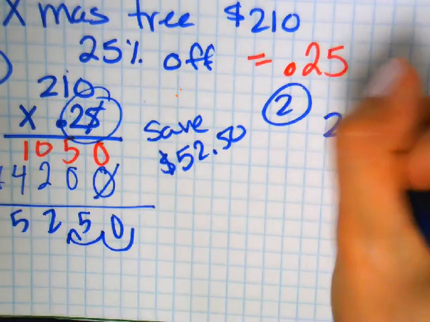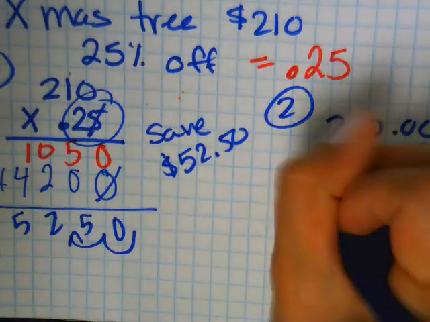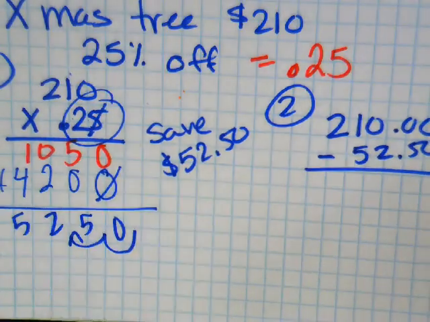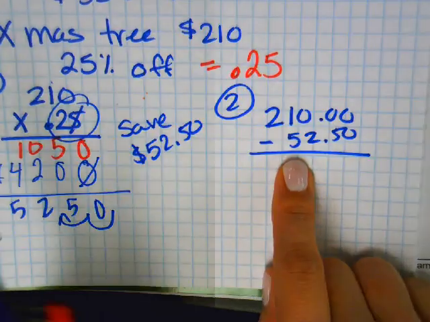Take 210.00 and subtract 52.50 from that. So we line up our decimals. We're going to subtract with borrowing. Subtract with borrowing here.